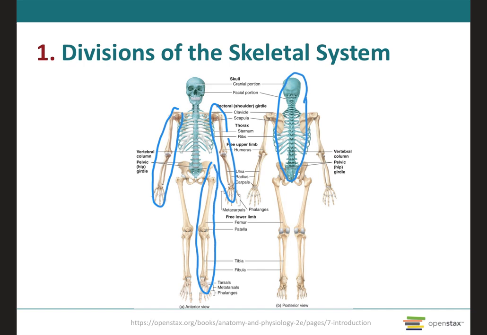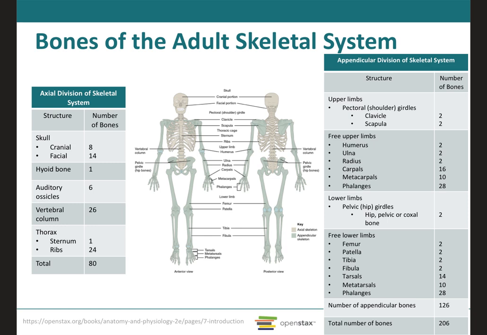And by the way, axial means line. Therefore, the bones of the axial skeleton are going to be lined up along the central core of your body. This image is dividing the bones into the axial division and the appendicular division, where we can see that on the axial division, we're going to have a total of 80 bones, and on the appendicular division, we're going to have a total of 126 bones, and this will give us a total of 206.